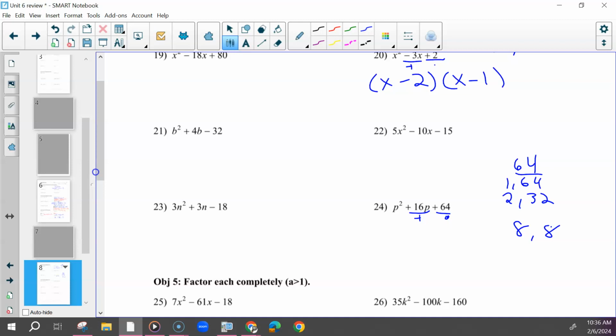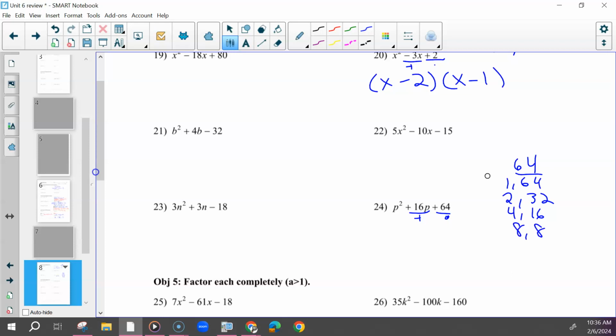5's not going to work. See if 6 works. See if 7 works. 4 and 16. Does 7 work? No. And then does 6 work? No. So then that's it.